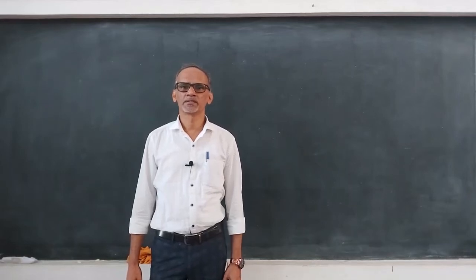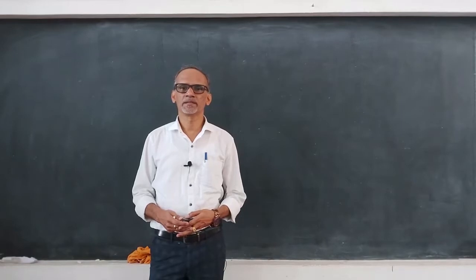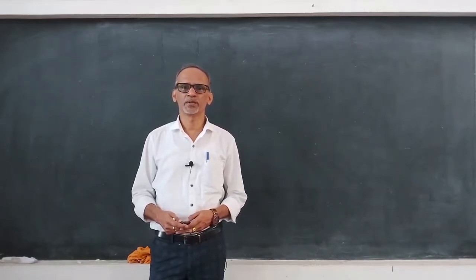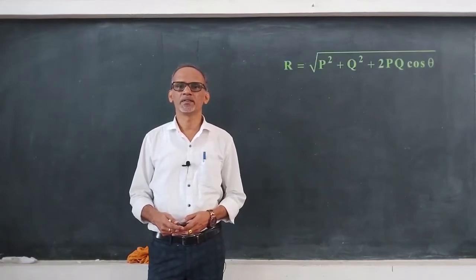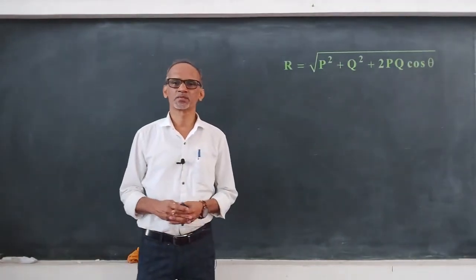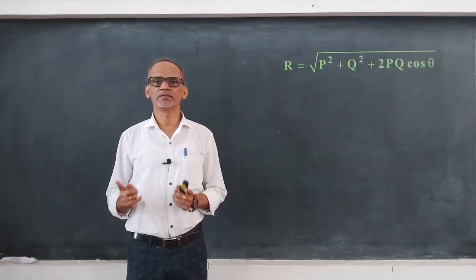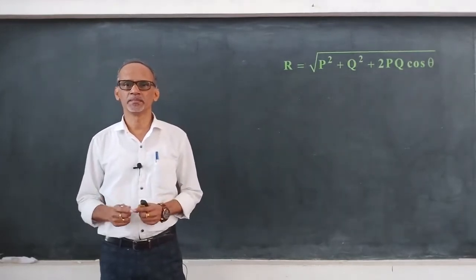Dear students, first let's recall what I have explained in my last class. In the last class, we derived an important result, finding the magnitude of the resultant and its direction. The resultant formula is given by R is equal to square root of P square plus Q square plus 2PQ cos theta. Where P and Q are individual vectors. Theta is the angle between them.